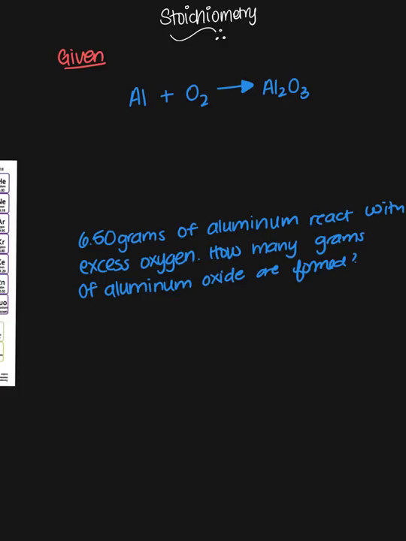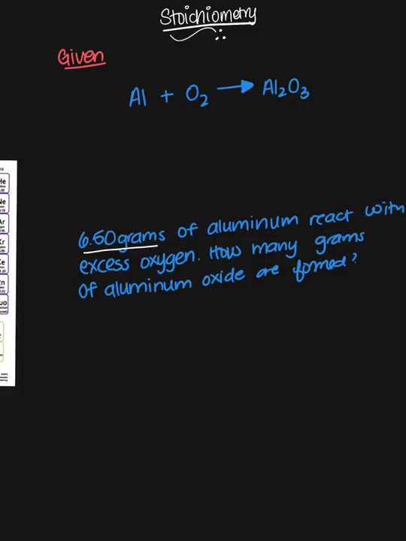Okay, so today I'm just going to go over stoichiometry. I have a lot of students that struggle with this topic, so I just wanted to make a video on it. We are told that you have 6.50 grams of aluminum that react with excess oxygen. How many grams of aluminum oxide are formed?